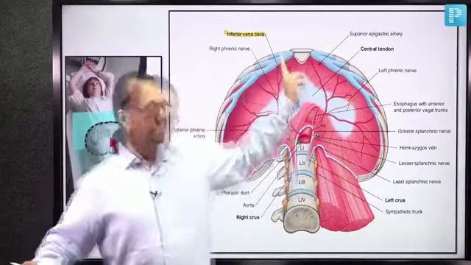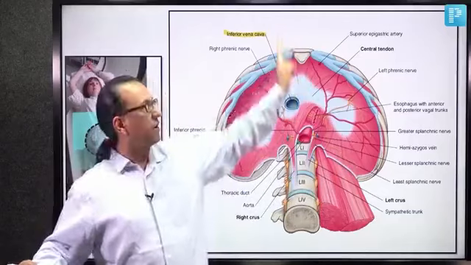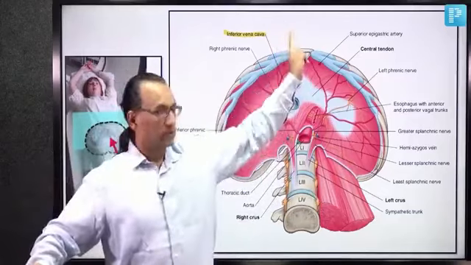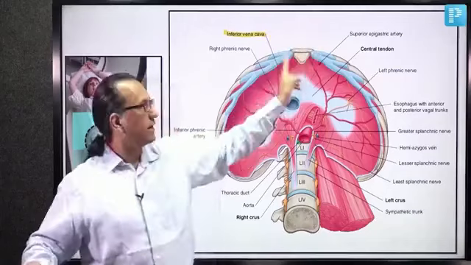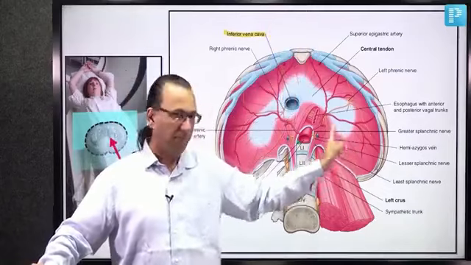Morgagni hernia leads to the transverse colon from the abdomen entering the thorax, reaching in front of the heart and behind the sternum, showing some gas shadows in the anterior mediastinum. Morgagni hernia is a rare type, whereas Bochdalek hernia is the most common type of congenital diaphragmatic hernia.